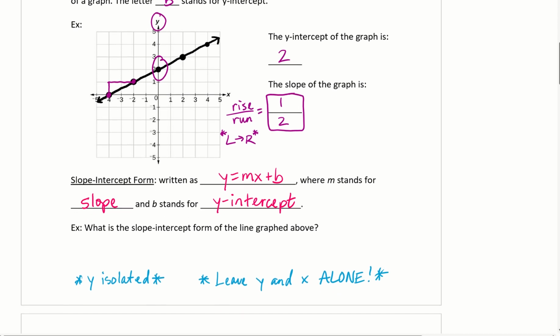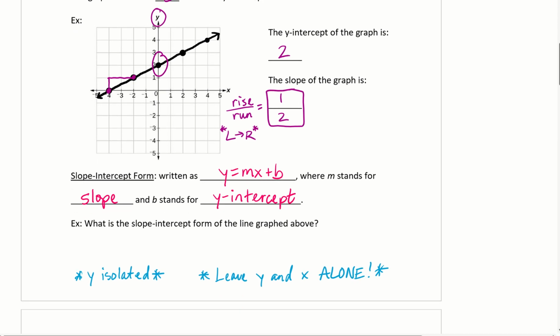And then the example below that says, what is the slope-intercept form of the line graphed above? The slope-intercept form equation, I guess I should have put. But y equals mx plus b. And then you're just plugging in for m and b, right? So we have y equals m, your slope is 1/2, x plus b, your y-intercept is 2.